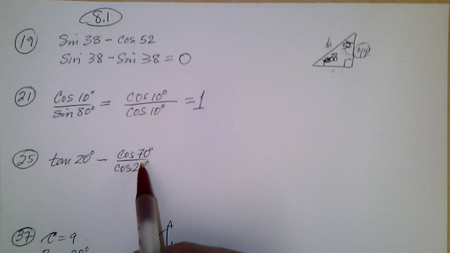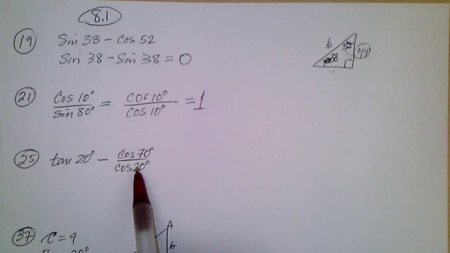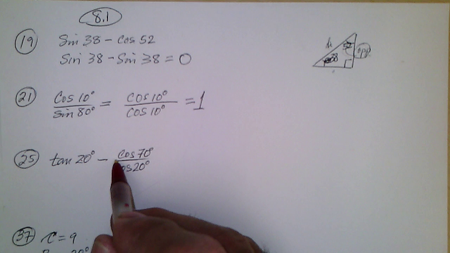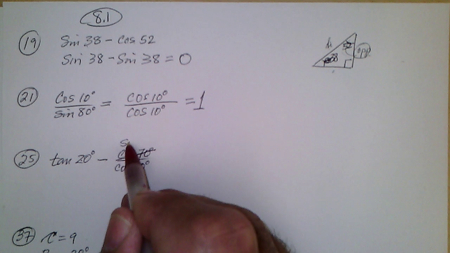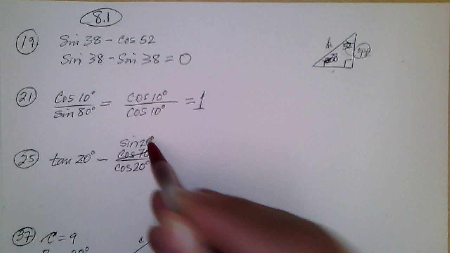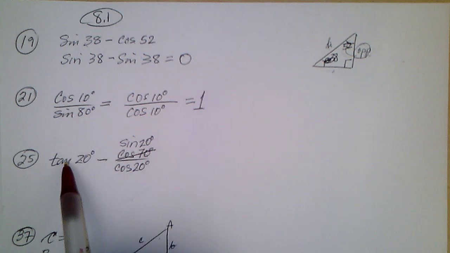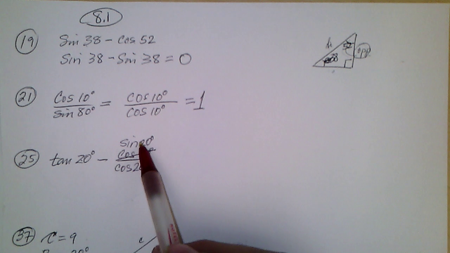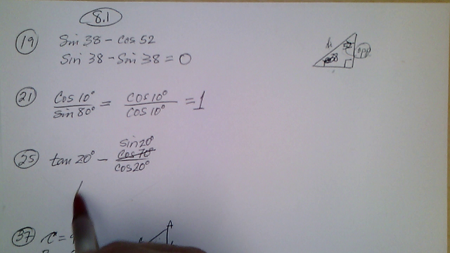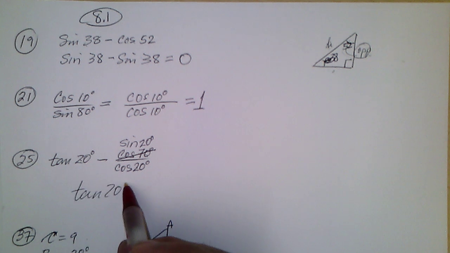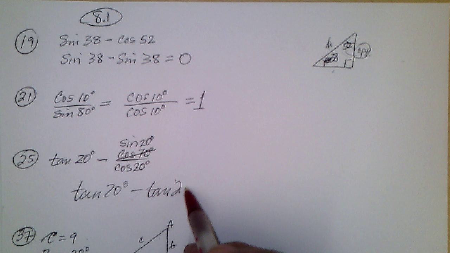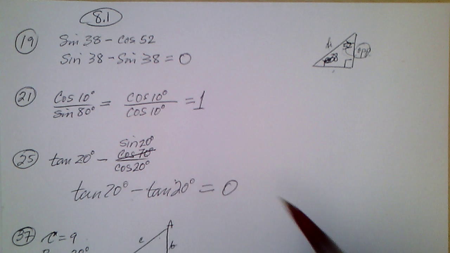Again, we're going to do the same thing here. So since this is 20 degrees, this is 20 degrees, I'm going to change the cosine of 70, which is the same as the sine of its complement. The complement of 70 is 20. And so we would have tangent of 20 minus sine of 20 over cosine of 20, but sine of 20 over cosine of 20 is tangent 20. So we'd have tangent 20 minus tangent of 20 degrees, which is 0.